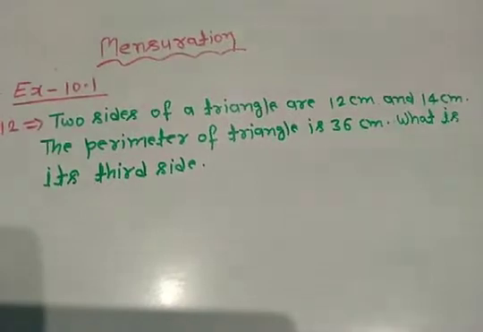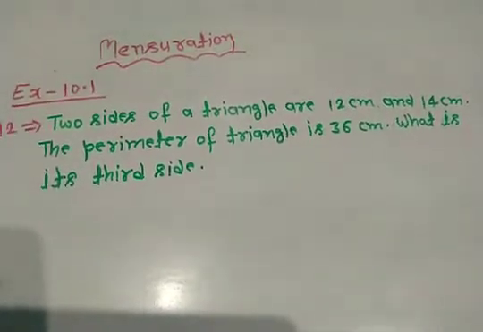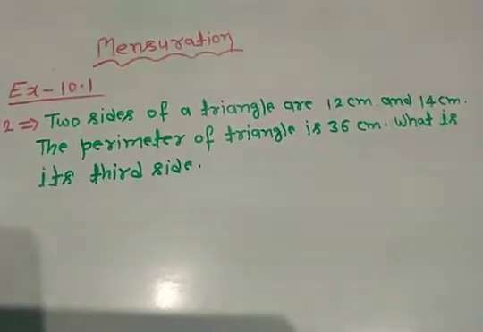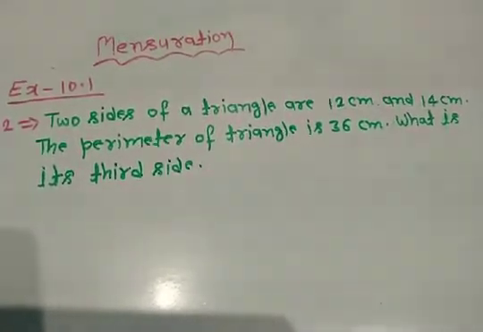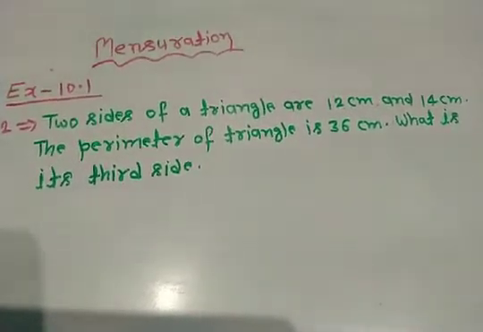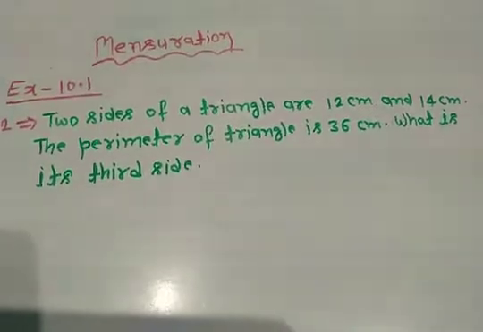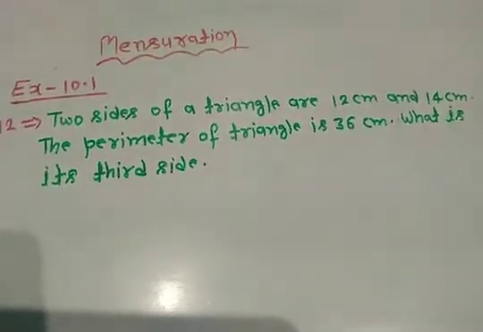In this question, two sides of a triangle are 12 centimeter and 14 centimeter. The perimeter of the triangle is 36 centimeter. What is its third side?